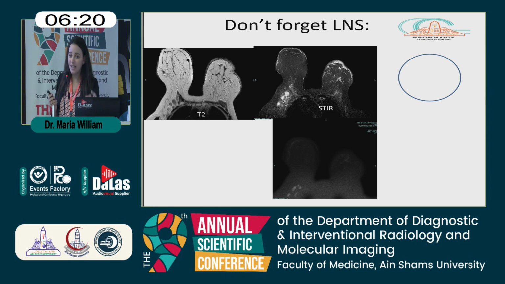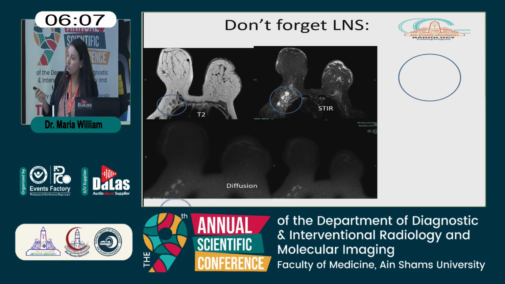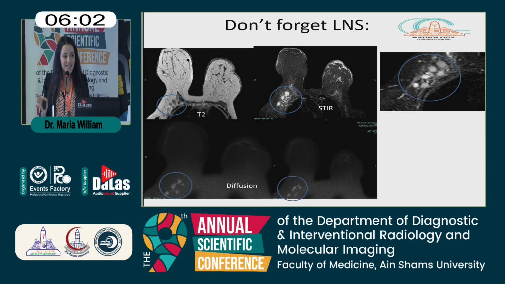We don't forget to look at the lymph nodes. As we can see, a right-sided lymph node, enlarged, rounded, with loss of the fatty hilum and true diffusion restriction. So we conclude that this patient has a recurrent lesion rather than a scar tissue, with lymphatic metastasis.